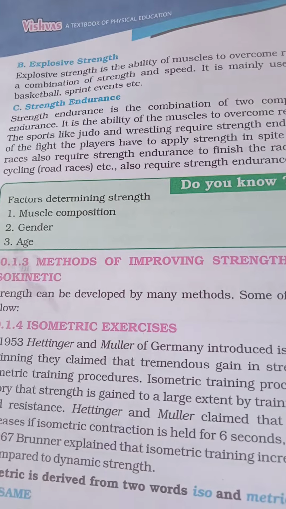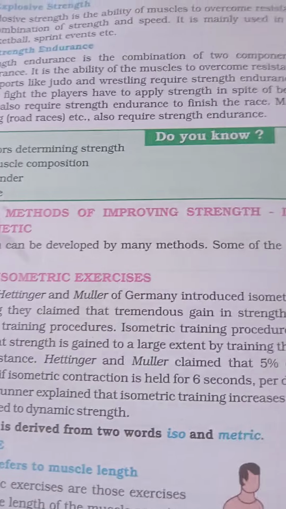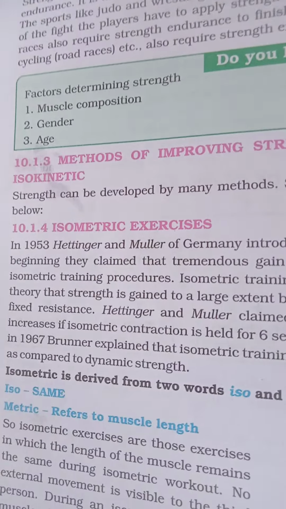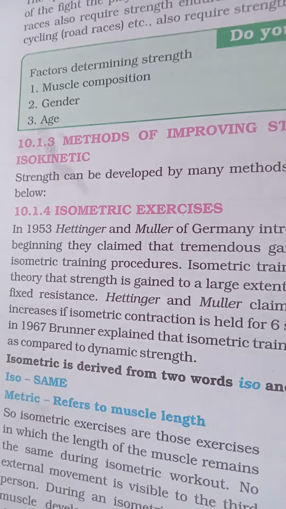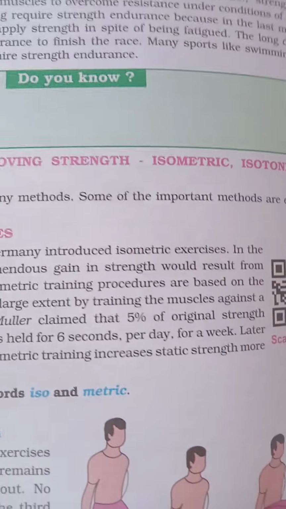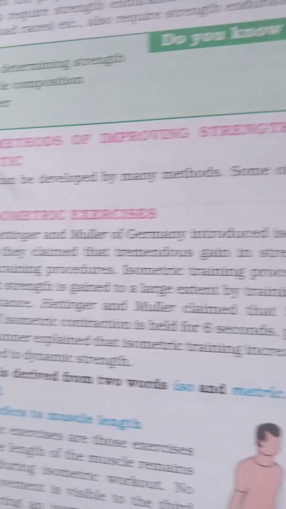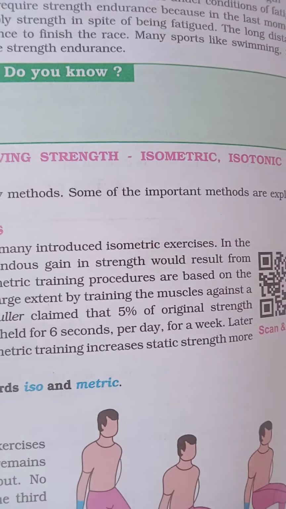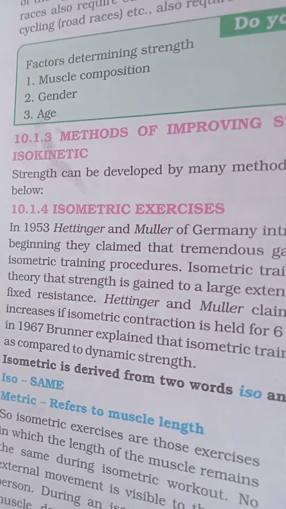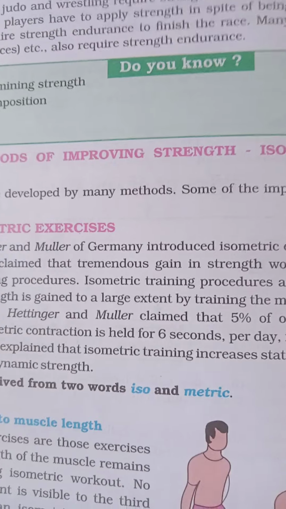And now the methods to improve your strength. Isokinetic and isometric, how to improve? Let's see here. In 1953, Hettinger and Muller of Germany introduced isometric exercises. In the beginning, they claimed that tremendous gain in strength would result from isometric training. So earlier it was thought isometric was required.